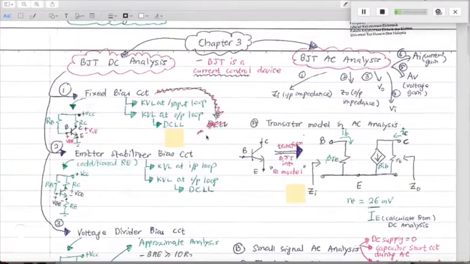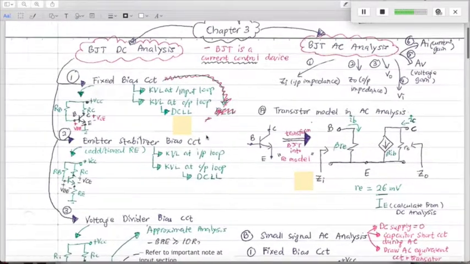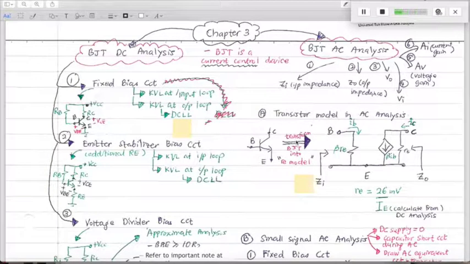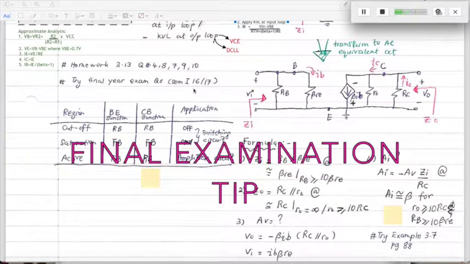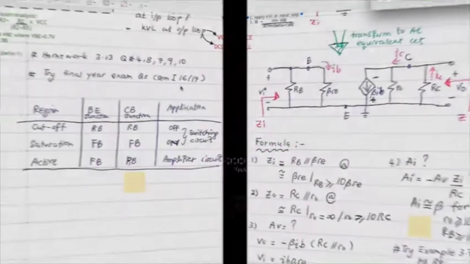Okay, now we can proceed with the next lecture, which is BJT AC analysis. Usually in the final question for BJT, we combine the DC and AC analysis in one question.